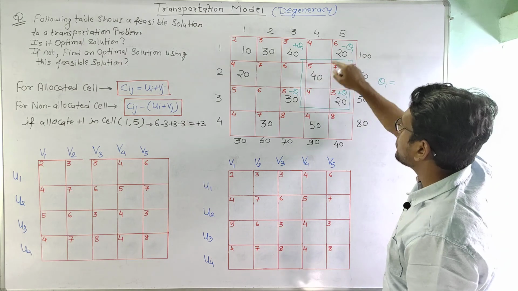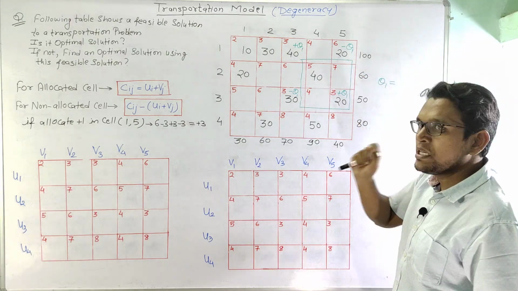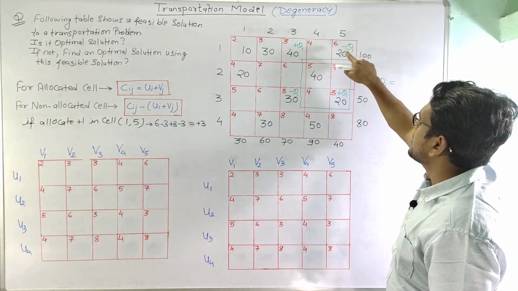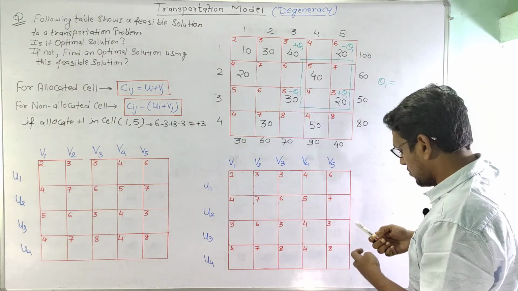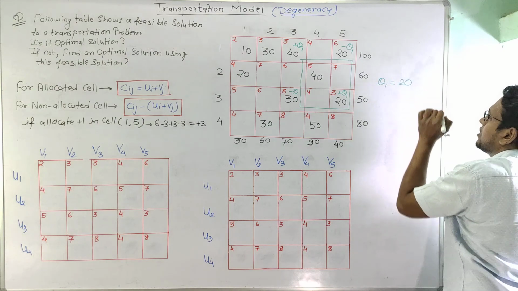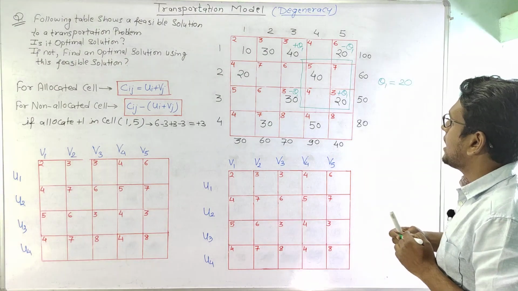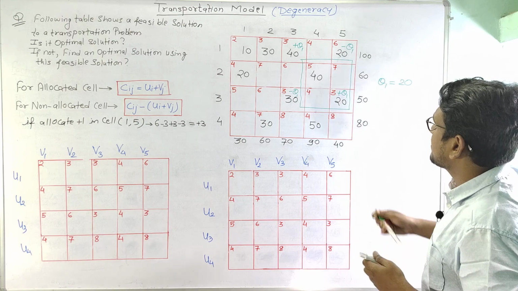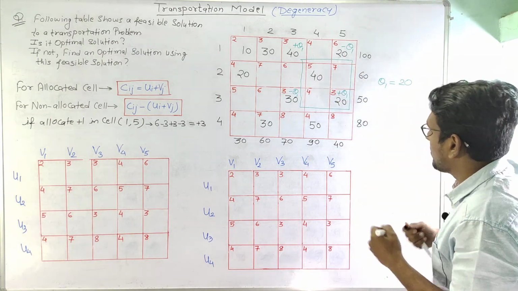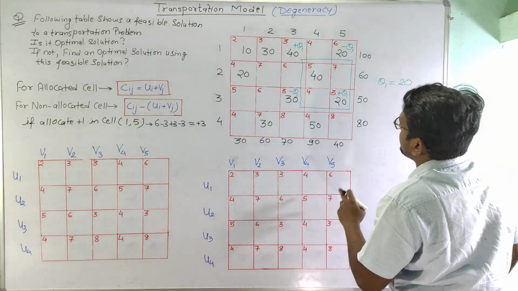And among these two, we will select the minimum value of theta. That means here the theta 1 is coming as 20. So we will select the value of theta 1 as 20. And now let us see what is the change here. So I am writing in this new matrix here.